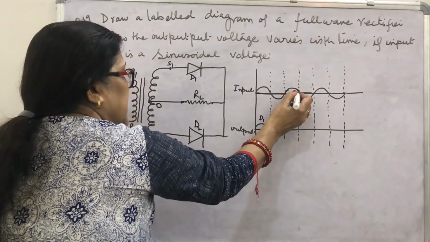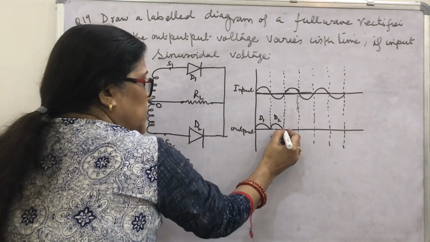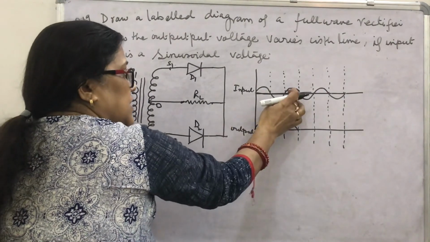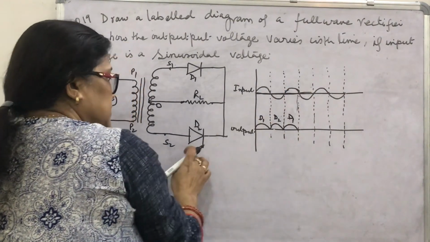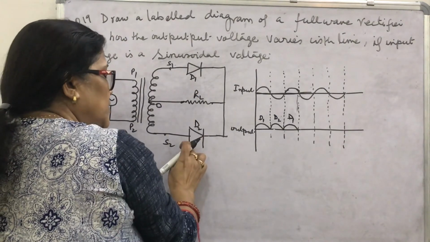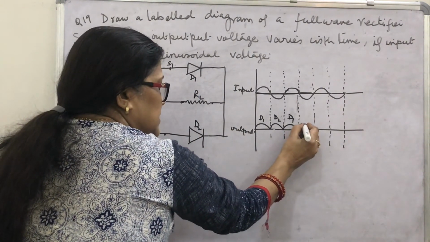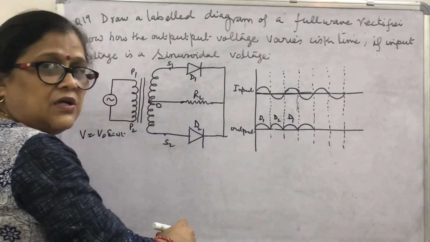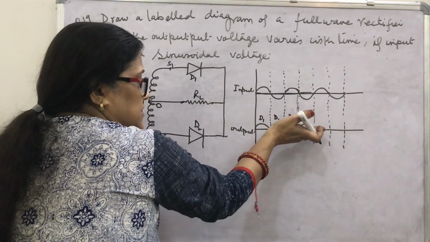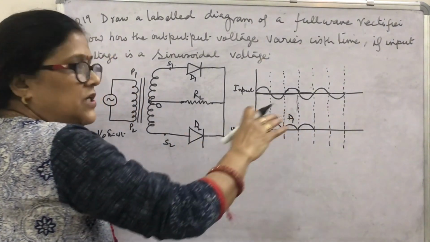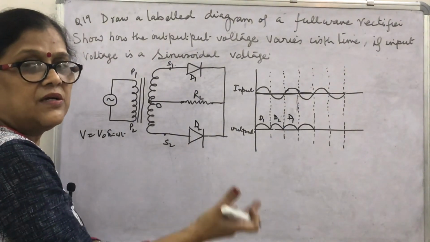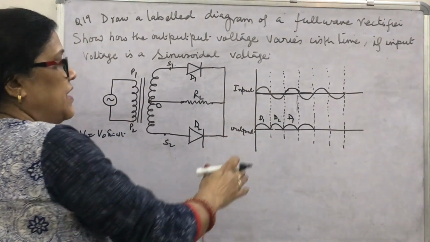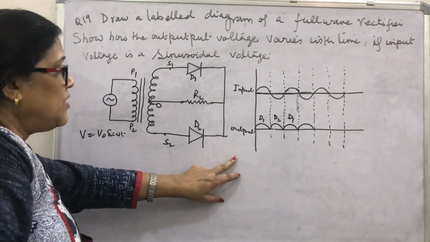Again for the first half cycle, which diode will conduct? D1. So you will get the current or voltage in the output due to D1. For the next half cycle, the negative one, this will be positive, this will become negative. So you are getting continuously unidirectional pulses in the form of output voltage. Now these unidirectional pulses, which is the output voltage, are sent to the smoothing circuit, the filter circuit, to get a smooth voltage. So in this way the full wave rectifier works. I hope it will be clear to you.